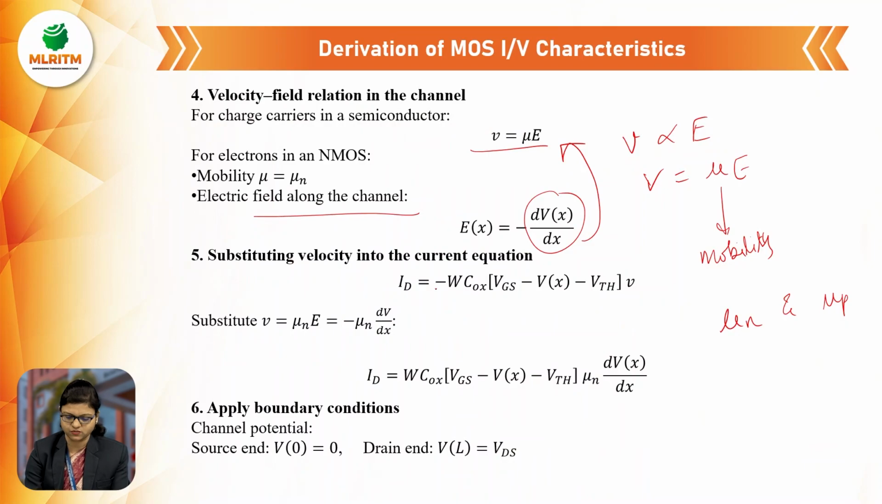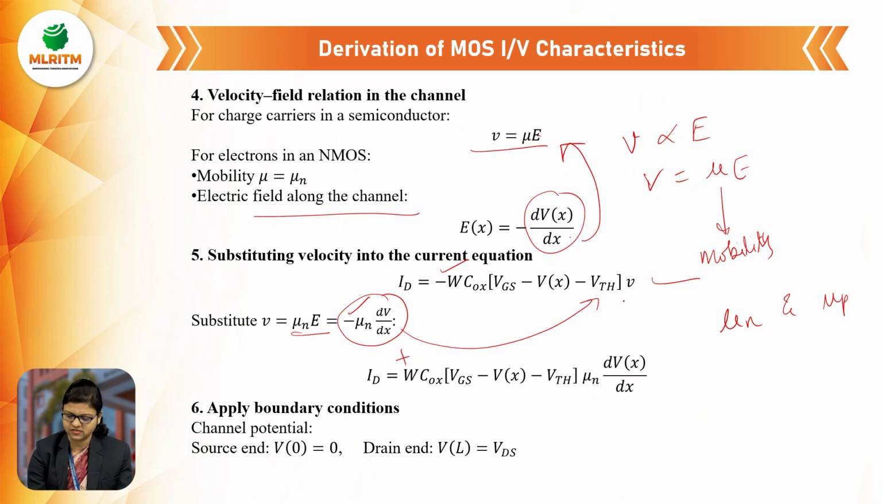So ID will be equal to what we have already written over here. V is our mu n E, so we will put that over here. So you will get mu n dV by dx. This complete value we will put in this equation. So we'll get ID is equal to W Cox again VGS. This minus sign and this minus sign will become plus over here. We have not written any negative sign in front of W.